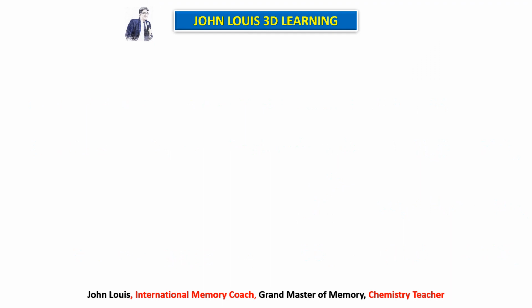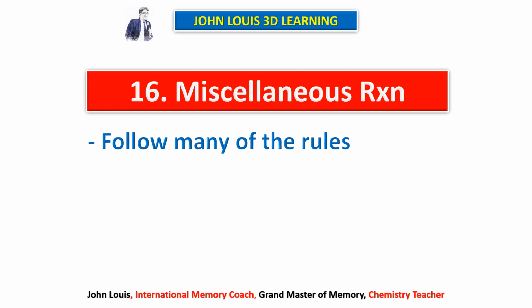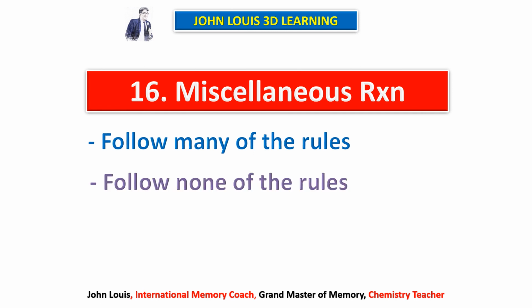Is it clear? Okay, the last type is the miscellaneous type of reaction. That means they follow too many rules. So out of the 15 types, they follow two or three types of reactions, so we can consider them as miscellaneous reactions, or they do not follow any of the rules. Then we can call it a miscellaneous reaction. I am not going to give you any example for this here. When we actually learn any equation, we will come to know if they do not follow any of the 15 rules we have learned, then that reaction belongs to the miscellaneous type. We can easily understand that.